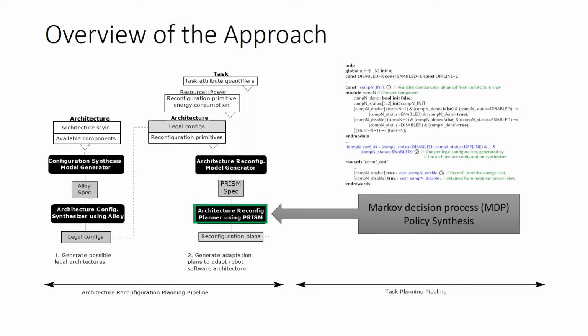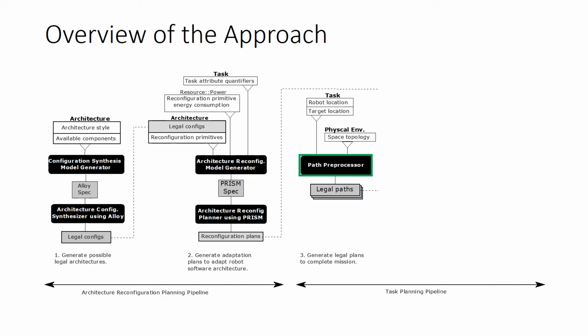Using all these elements, the model generator component produces a specification that is used by the architectural reconfiguration planner to synthesize a set of reconfiguration plans employing PRISM's MDP policy synthesis capabilities. This concludes the steps that correspond to the architectural reconfiguration pipeline.